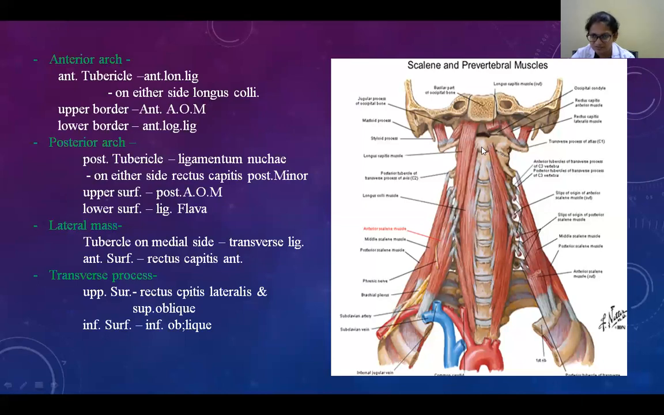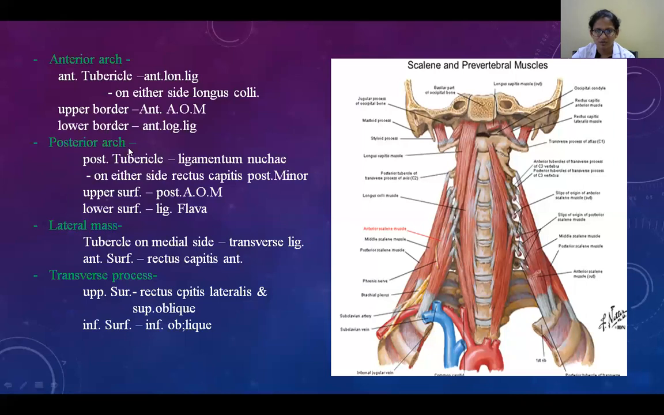See, this is the anterior tubercle. This anterior tubercle gives attachment for the anterior longitudinal ligament. This is the site of attachment of the anterior longitudinal ligament. On either side of it is the site for the longus colli muscle. And next, the upper border has the anterior tubercle, and the lower border gives attachment to the anterior longitudinal ligament.